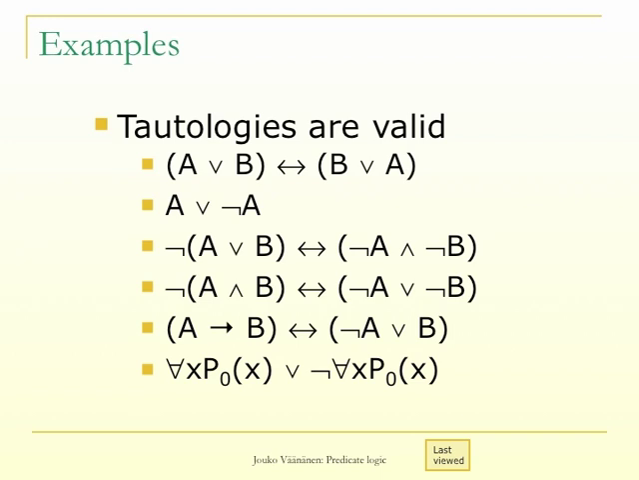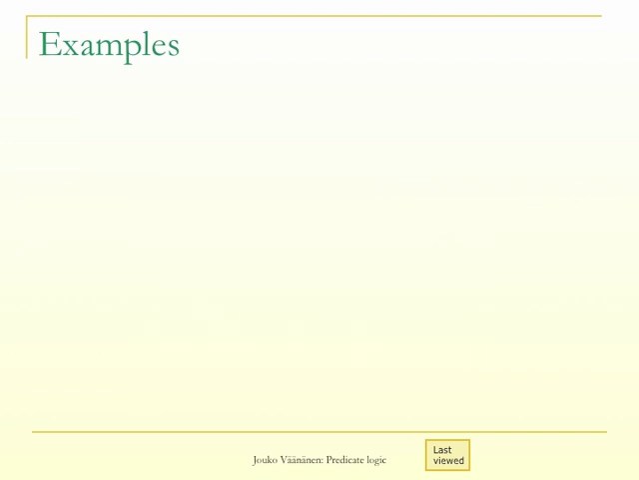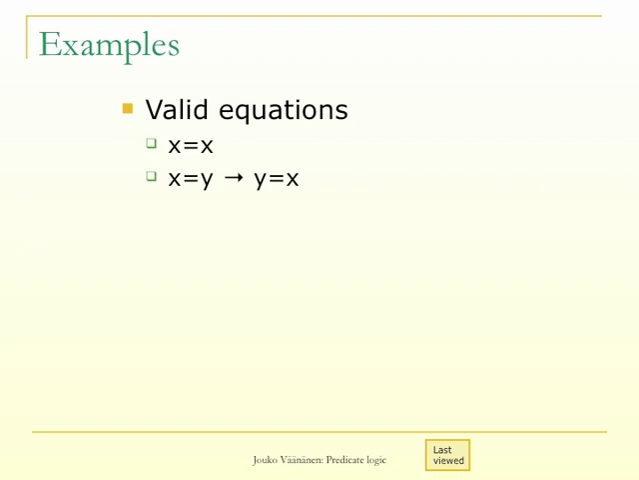(A implies B) if and only if (not A or B). For all x, P0 of x, or not for all x, P0 of x. Here are some valid formulas related to equations. x equals x. If x equals y, then y equals x. (x equals y and y equals z) implies x equals z.